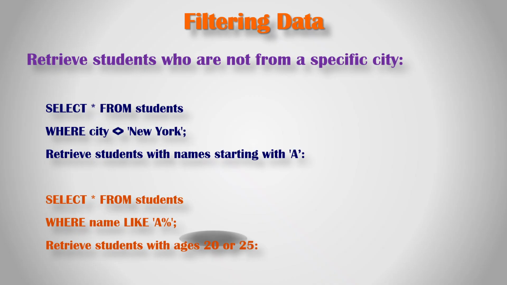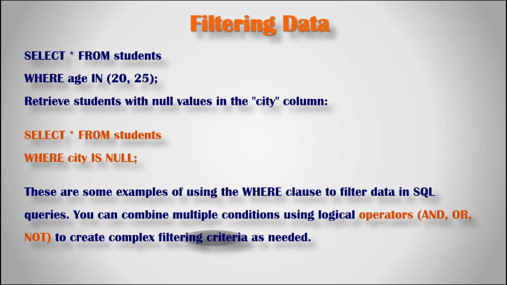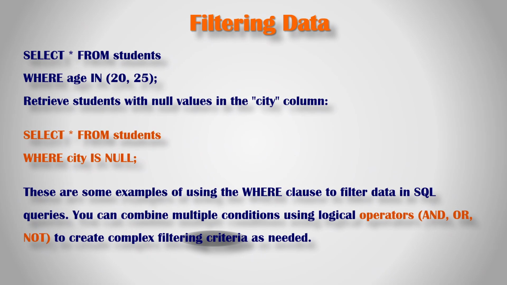Retrieve students with names starting with A: SELECT * FROM students WHERE name LIKE 'A%'. Retrieve students with ages 20 or 25: SELECT * FROM students WHERE age IN (20, 25). Retrieve students with null values in the city column: SELECT * FROM students WHERE city IS NULL.